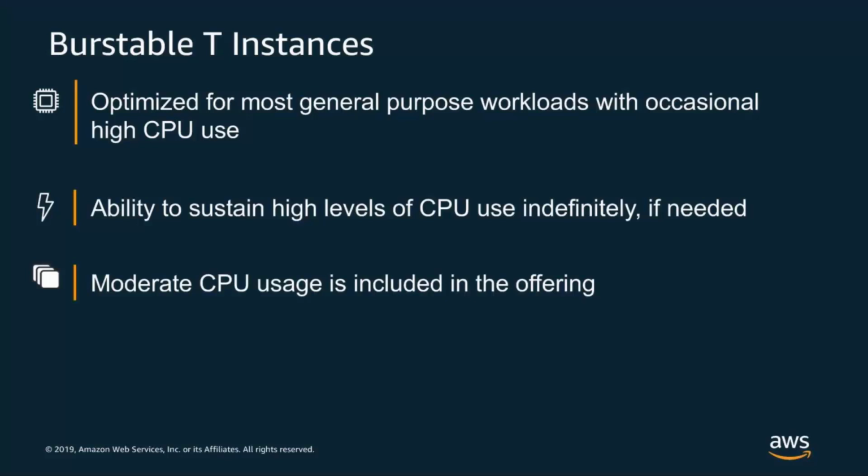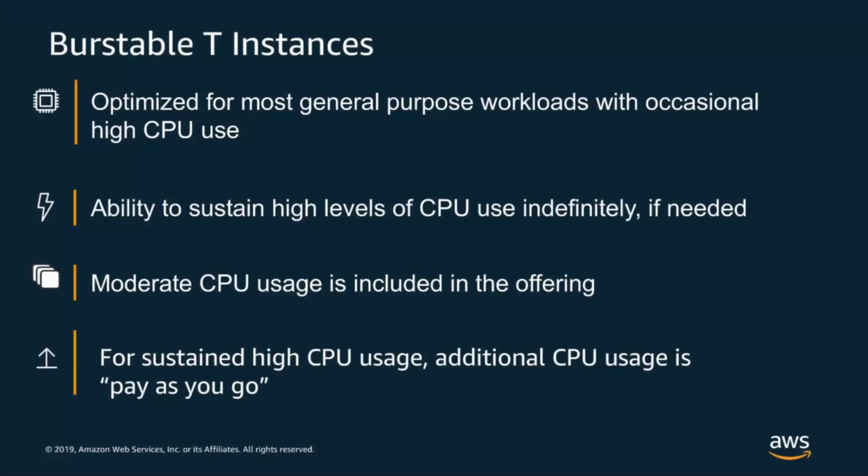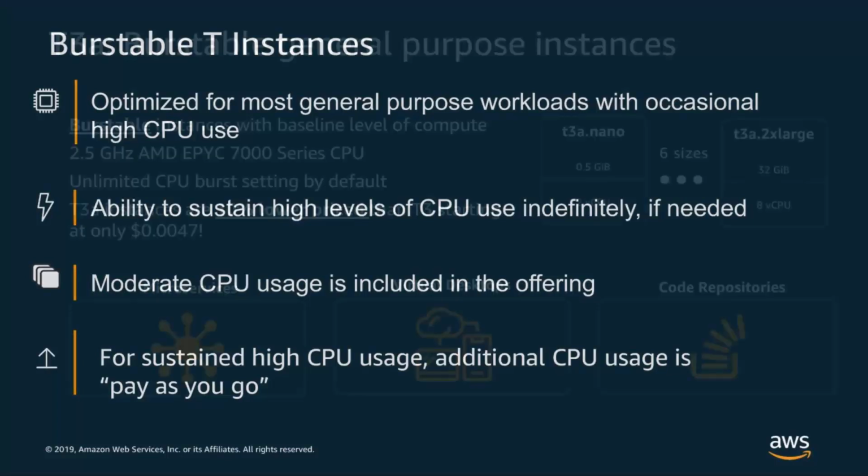So you get some moderate CPU usage included. Each size that you pick, the larger the size, the more CPU usage is included in that offering. And then you pay for sustained high CPU usage. Any additional CPU usage over the level that is offered to you with that specific instance size, you would treat as a pay-as-you-go model. So this is very cost effective if you do have a very spiky workload.